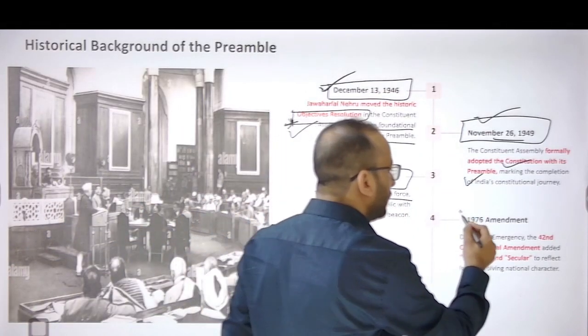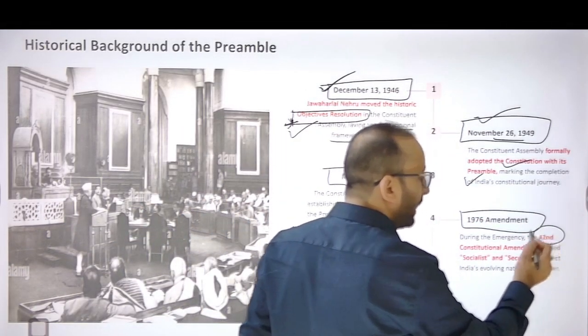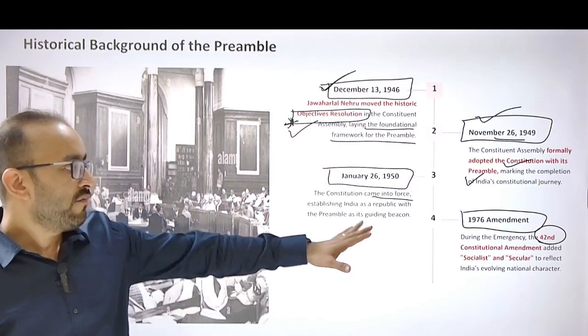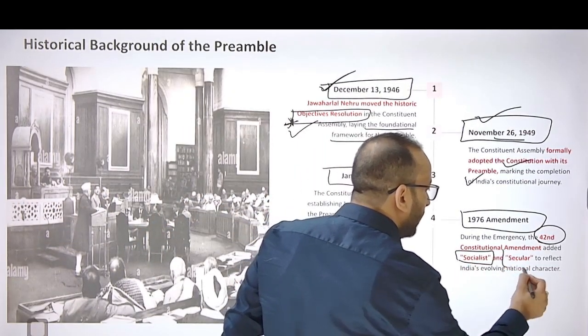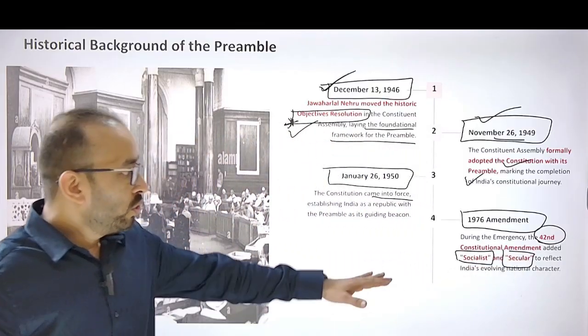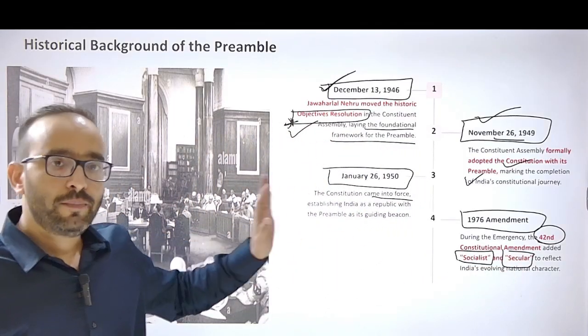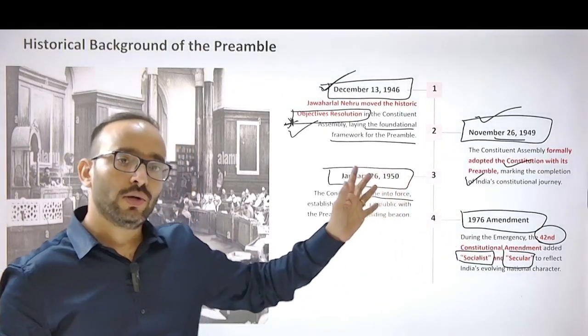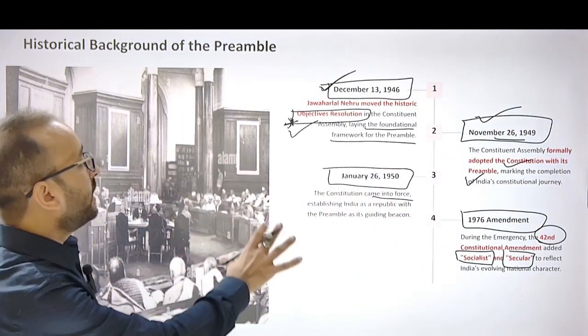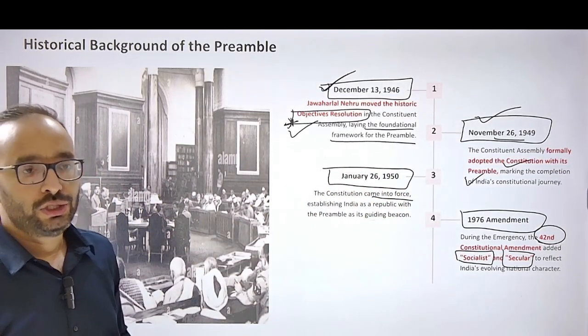Then the 1976 amendment, that is the 42nd constitutional amendment of 1976, added two words, socialist and secular, to the preamble. So this was the last addition to the preamble. Okay, socialist and secular, added by the 42nd constitutional amendment. So this is the journey of the preamble in the Indian Constitution.